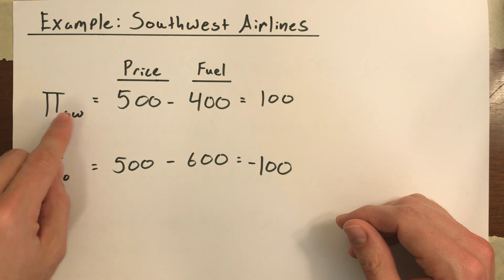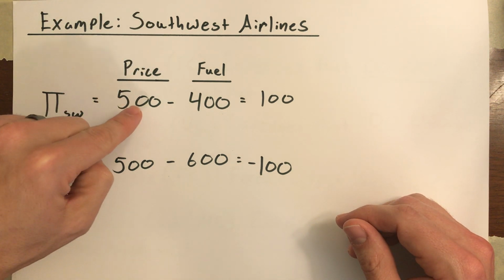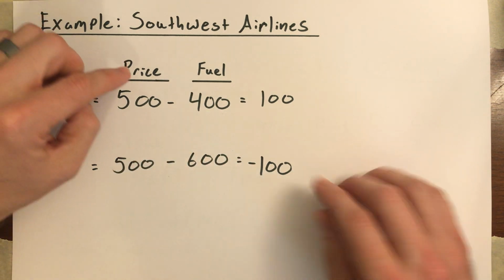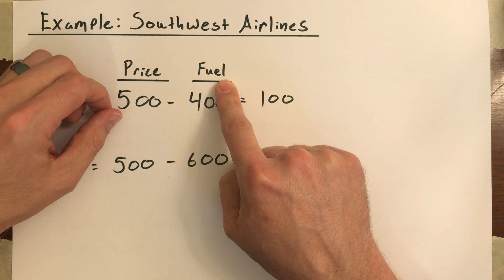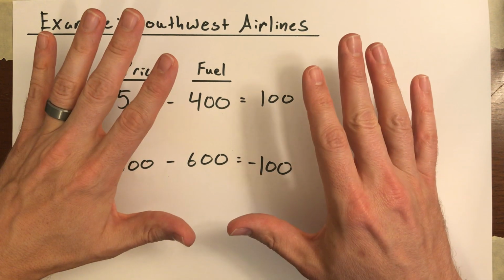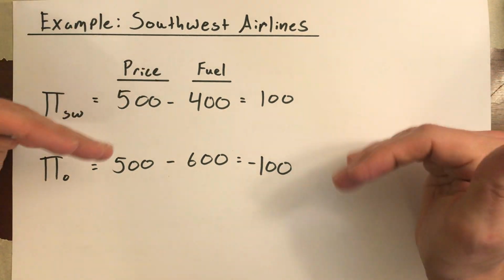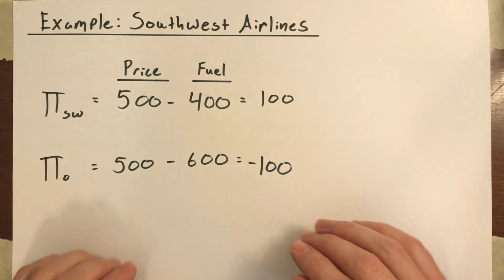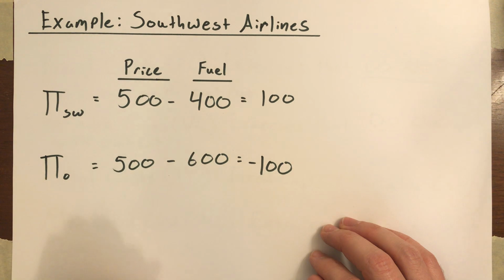Here I'm thinking about this per passenger, and I'm keeping this really simple, just assuming that the fuel cost is the only cost that they're facing. Obviously, that's not true. It's a simplification. But to illustrate the point, it's useful to pare things down to just the price you can charge and the cost of the fuel.